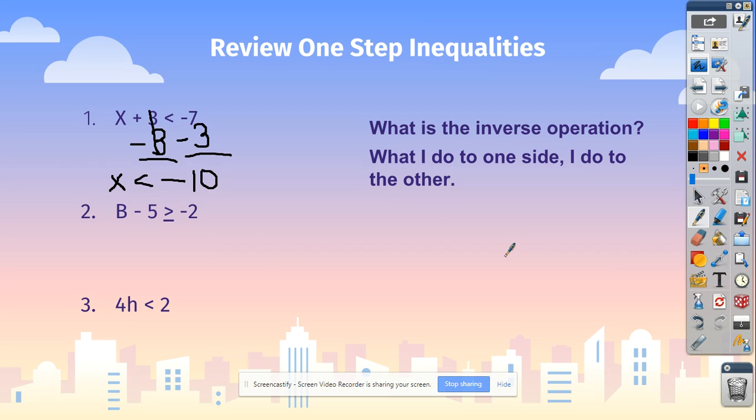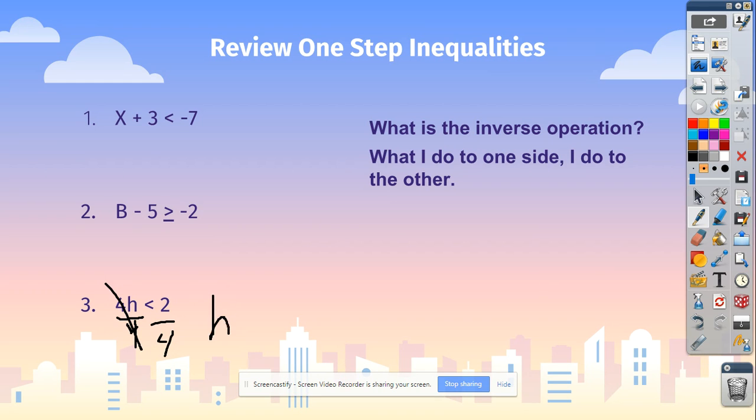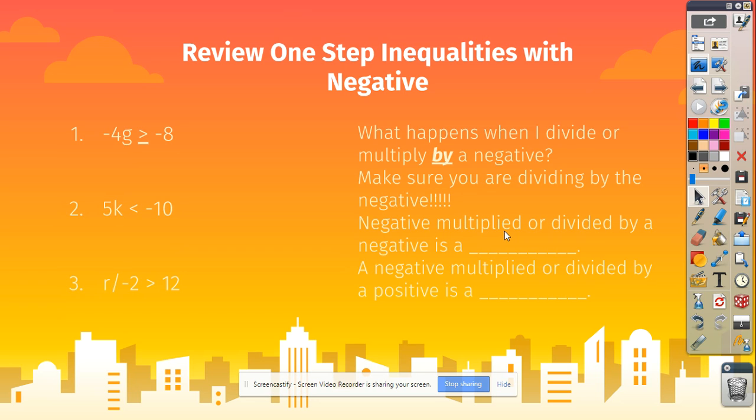Okay? If we go down to number 3, the opposite of multiplication is division. This is going to be 4. And I'm going to divide by 4. So these cancel. That leaves h is less than 1/2. Okay? I think those are the basic ones that we know how to do. So we are going to go ahead and move on to using them with negatives.